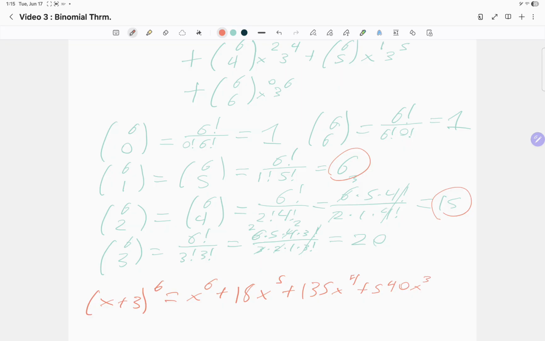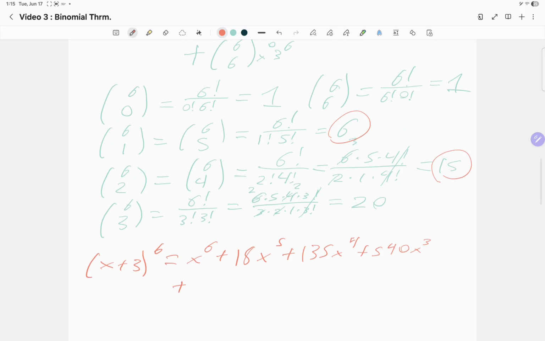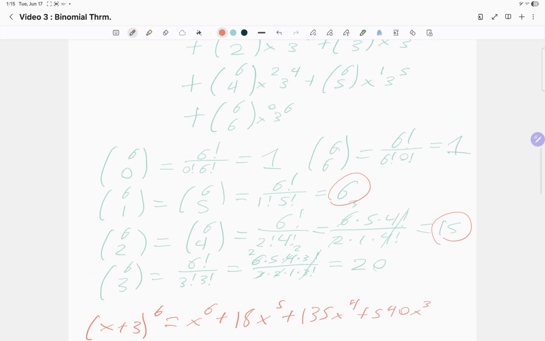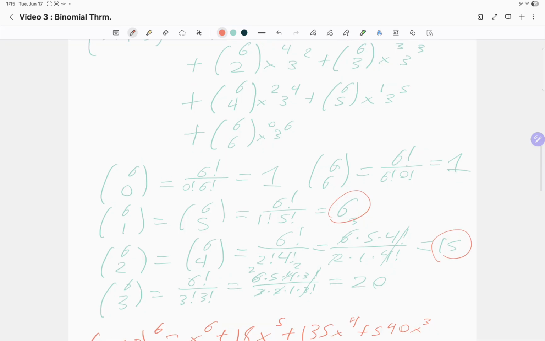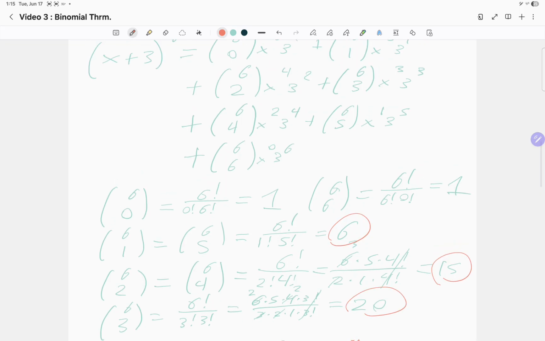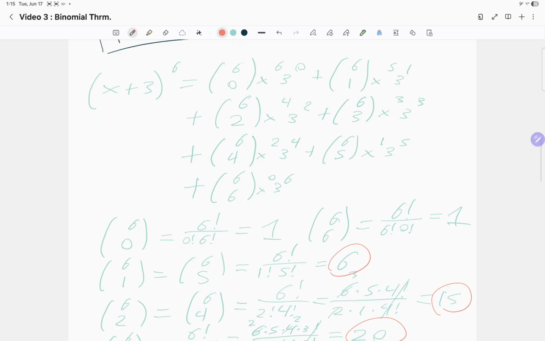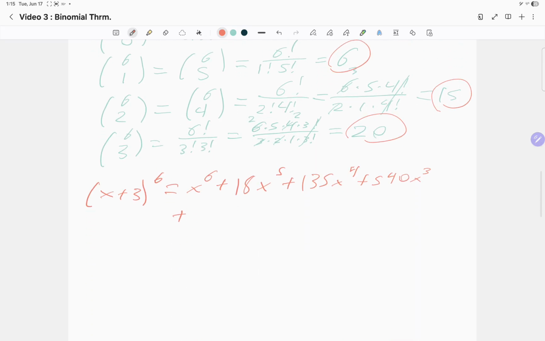x cubed. We're going to have to go down now. Next, we're going backwards now. We're going to have 6 choose 4, which is 15, times x squared times 3 to the power of 4. So that's going to be 81 times 15. Cannot do that in my head, so let's write that out. I'm not going to care to do mental math here.